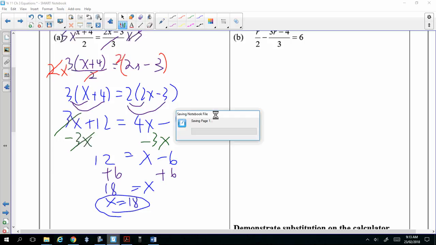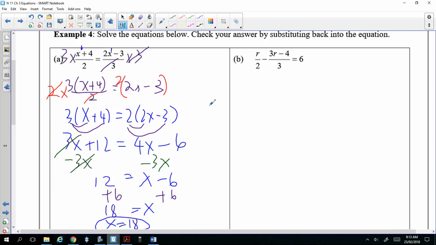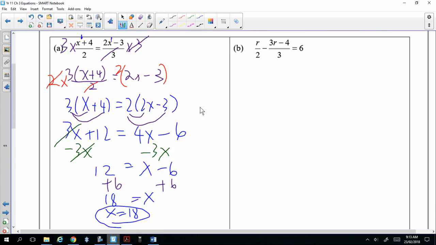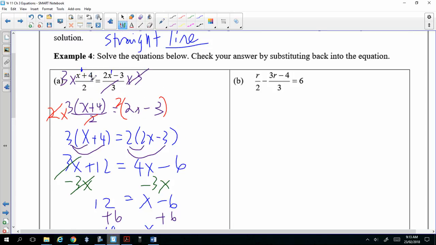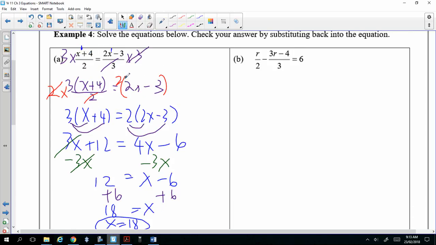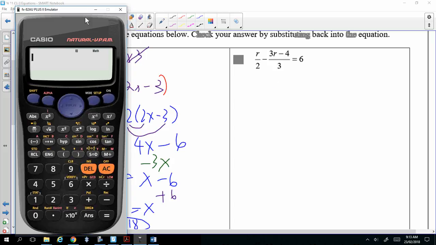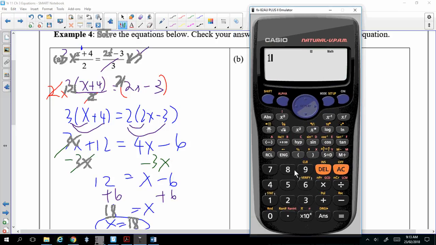Now, how do you know? In the exam, you want to check your answer. The only way to check your answer is to substitute back into the equation and see whether it works. Let's try that. If I get my calculator out, you just go 18 plus 4, equal, divide by 2. That gives you 11. That's the left side. And the right side, go 2 times 18 minus 3, equal, and then divide by 3. You also get 11. So it works. Of course, when you do the homework, you just check the answer from the back of the book.